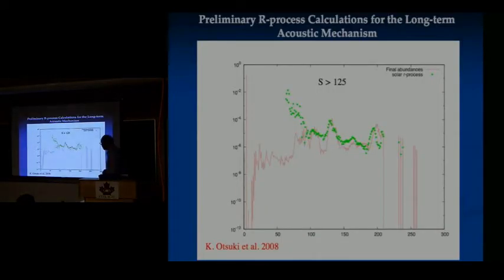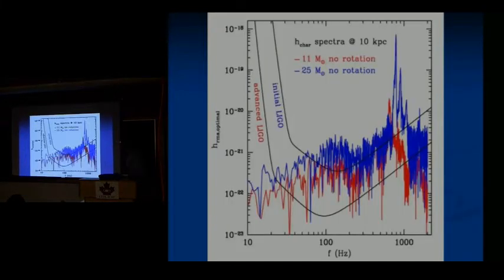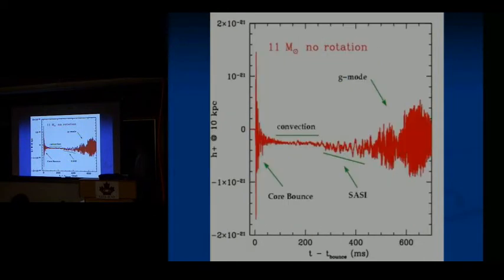We can say a lot more about the r-process. I'm going to skip through a lot of this stuff. In the acoustic mechanism, we get to such high entropies that it's possible, in fact, to get an r-process, but we don't reproduce the r-process in detail. And it's been very hard to find a site for the r-process, so I'm going to leave that an open question. But there's still the possibility that there are contexts in which you can get the r-process. There's also gravitational radiation. That's a whole topic in itself. I'm going to skip through this very quickly.